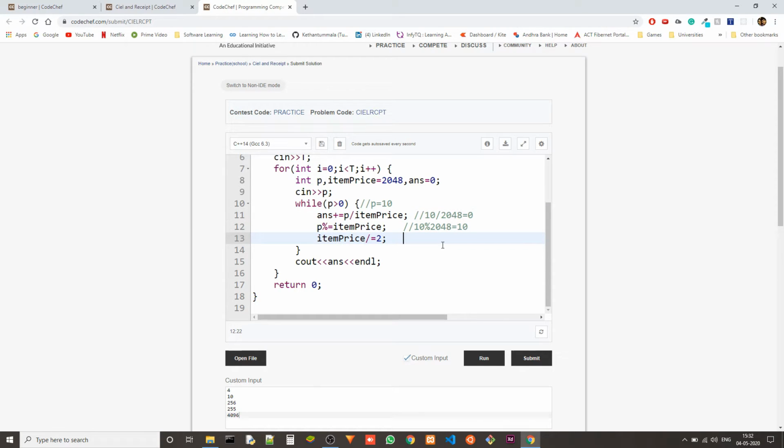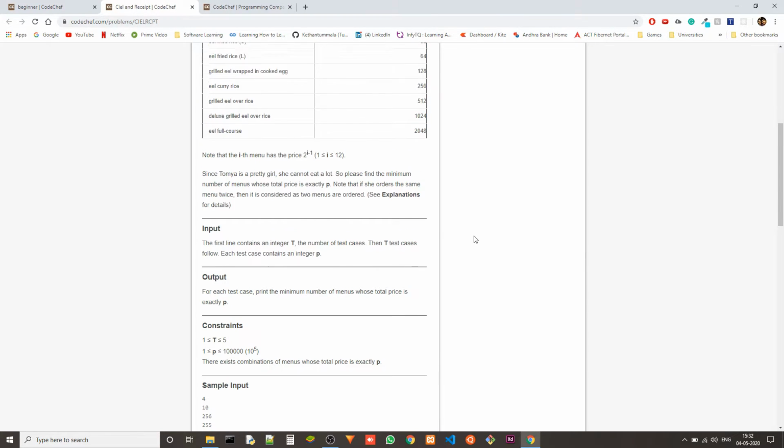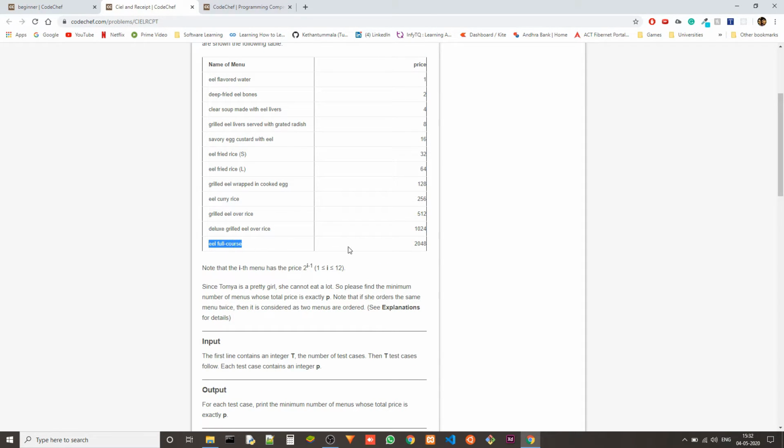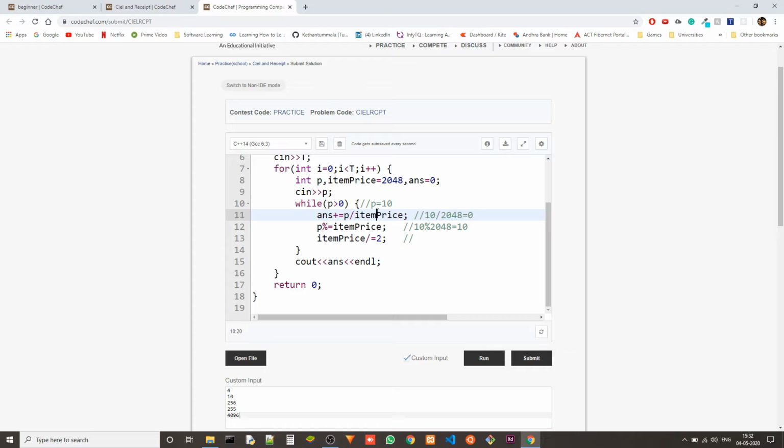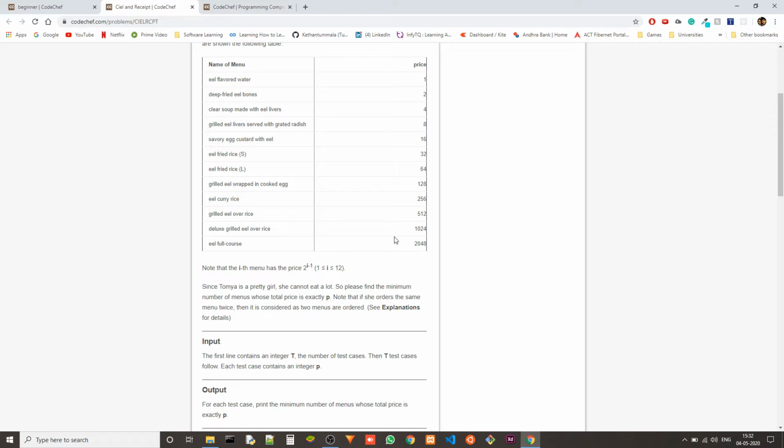And then item price is divided by 2. So why is it divided by 2? Because once we have checked the highest item, we see if it can be added. If it can be, it will be added to answer. Then we set the price P so that it will adjust to the added items. Then we have to check for the next item, right? So in the next iteration, it should check for 1024 instead of 2048. So for that reason, we are dividing it by 2.